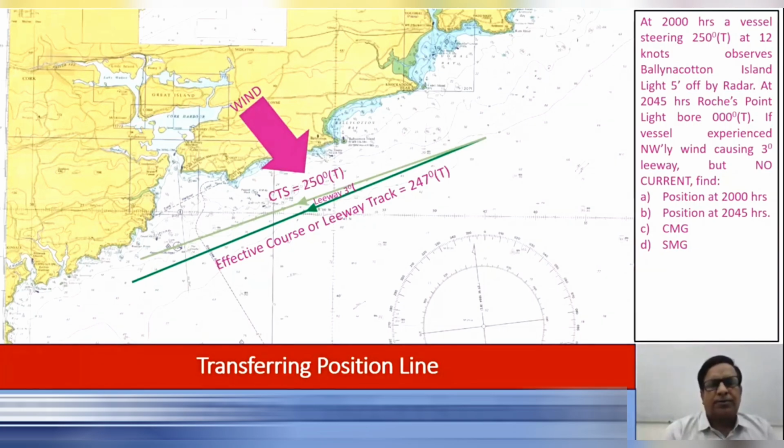We could do it in the answer sheet through these three simple steps. CTS 250 degrees true. Leeway 3 degrees, northwesterly wind. As I said earlier, wind direction and the CTS have to be considered together to decide whether to add or subtract. So the effective course becomes 247 degrees true. Now instead of drawing the CTS on the chart, we'll draw the effective course or the leeway track, and the magnitude of this would be the same as the engine distance in 45 minutes.